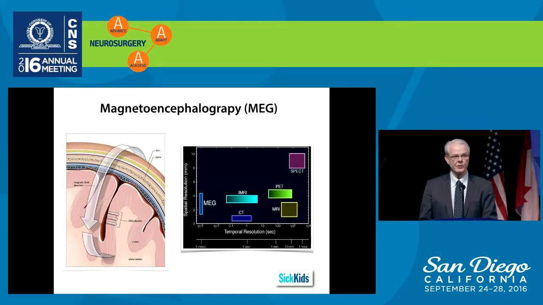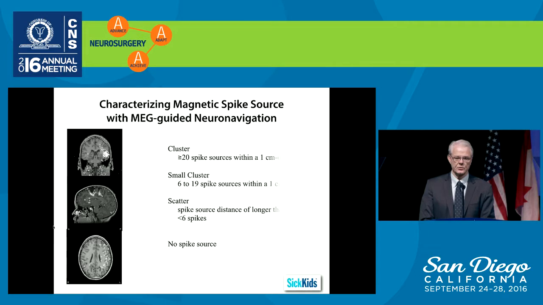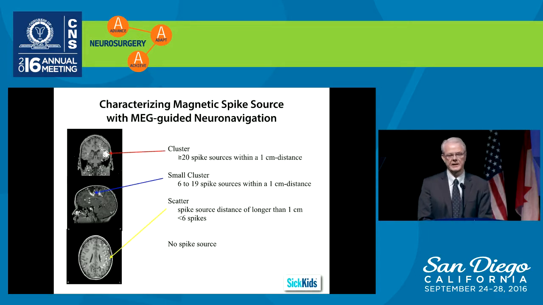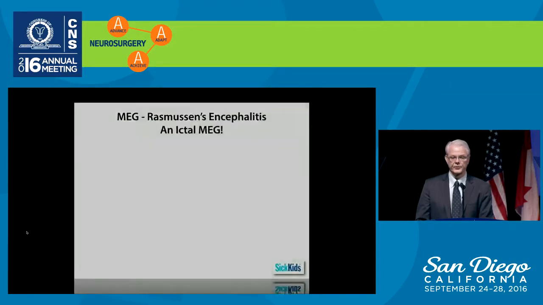What you may not know about MEG is that it has the best spatial and temporal resolution of all the imaging studies that are available, and we've been using it since 1995 at the Hospital for Sick Children. To show you some information about characterizing magnetic spike source imaging, we've defined the cluster, the small cluster, the scatters. We've been able to publish our data to know what is really an important finding with respect to MEG spike clusters here in work in the Journal of Neurosurgery.